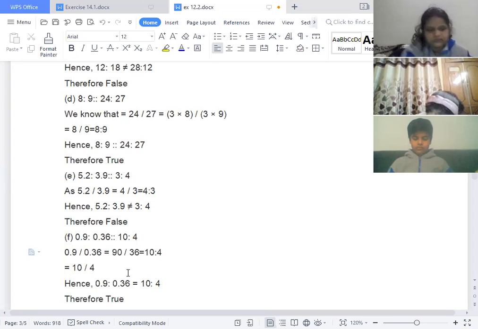You don't have to change it more into the lowest form, because on the right hand side it is already given 10:4. So you can stop it over here and write straight away that both the sides are equal, if you are getting 10:4.